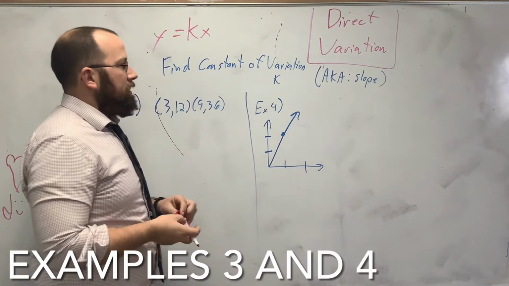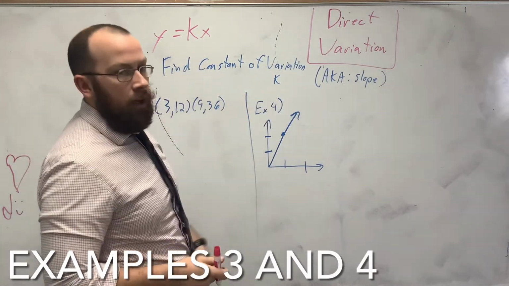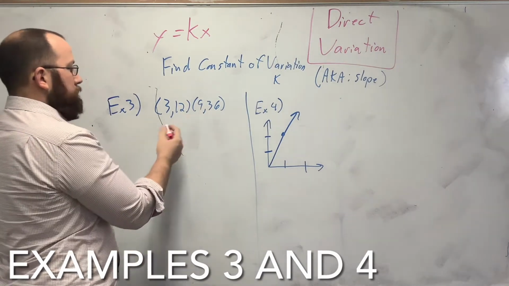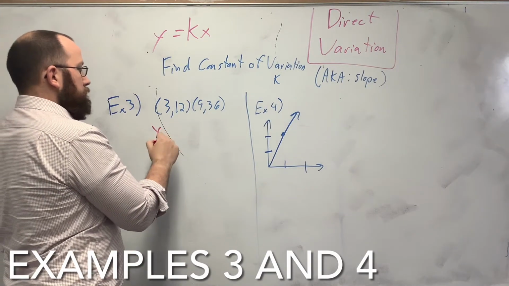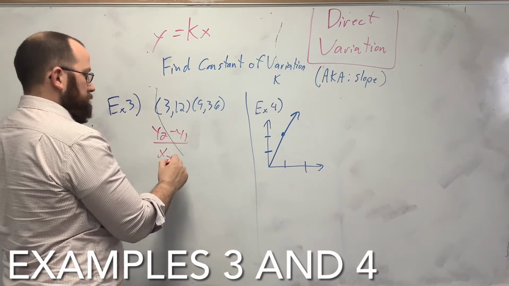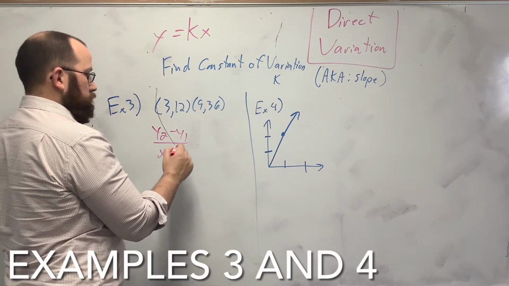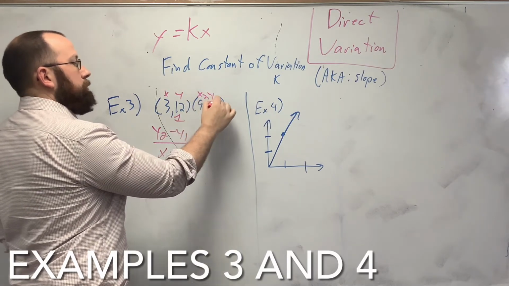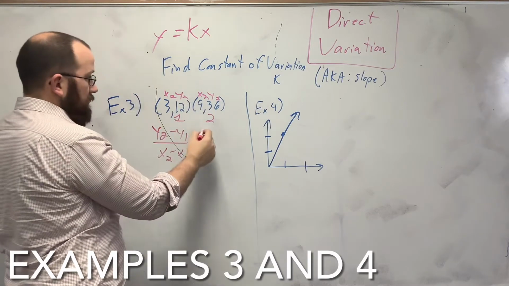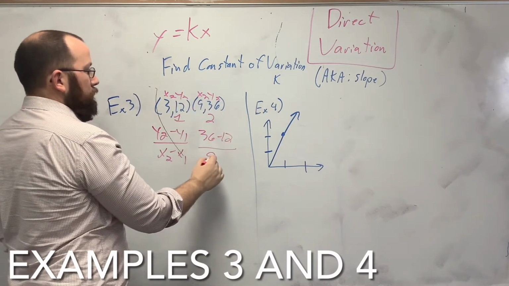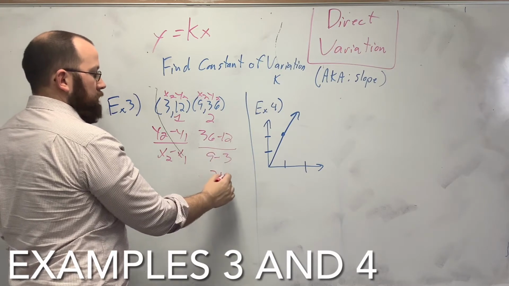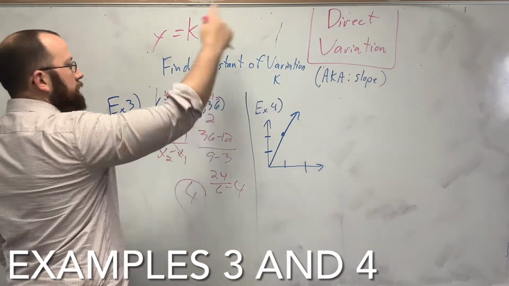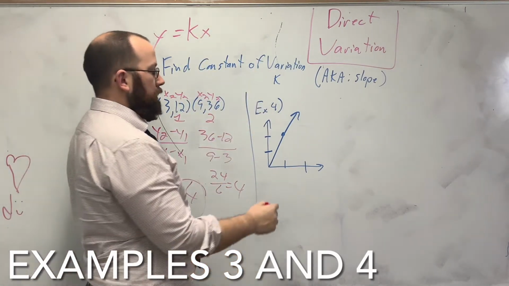Now we're going to find the constant of variation, or the k right here, also known as slope. You find it the same way too. So I have 2 points. Use the slope formula. x1, y1, x2, y2. Since these are my 2's, I put a 2 down there. Plug everything in. 36 minus 12 over 9 minus 3 gives me 24 over 6, which is 4. That is my constant of variation, or my slope, whatever you want to call it.